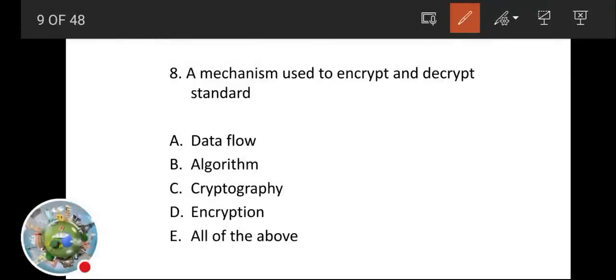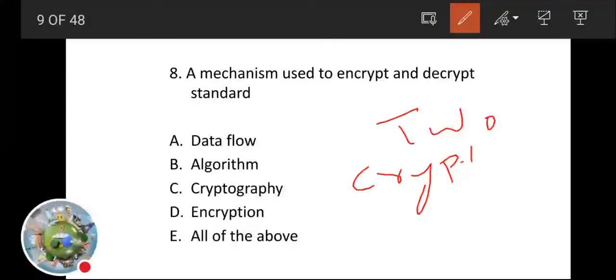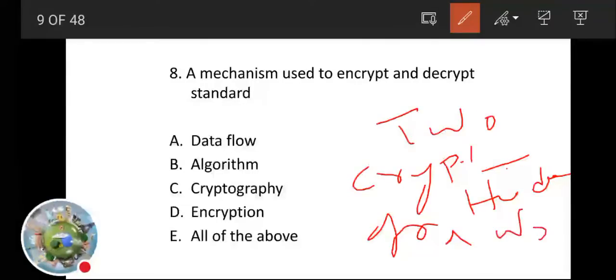What is the answer? C. Why is it C? Cryptography means two words. Crypto means hidden. Graphy means writing. Both together say hidden writing.